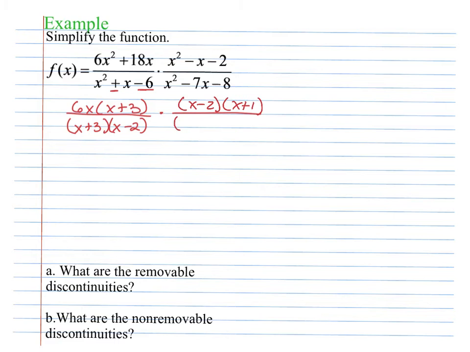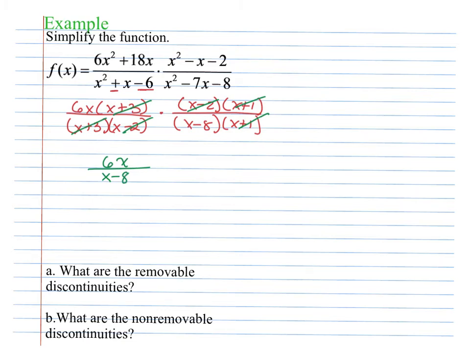Same kind of concept in the bottom, so I'm going to have x minus 8 and x plus 1. And then I'm going to see if I have anything that reduces in the numerator and denominator. These reduce, these reduce, these reduce. So that means on the numerator, I'm going to have 6x. On the denominator, I have leftover x minus 8.